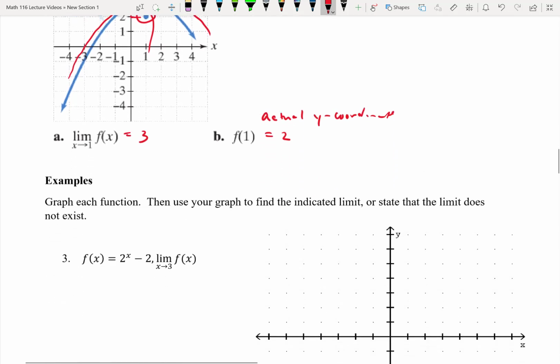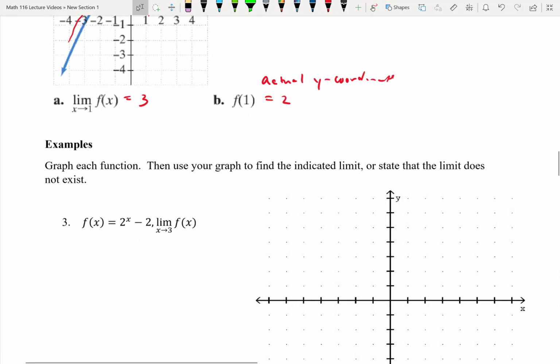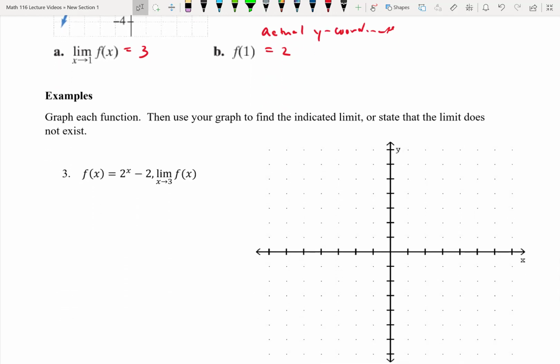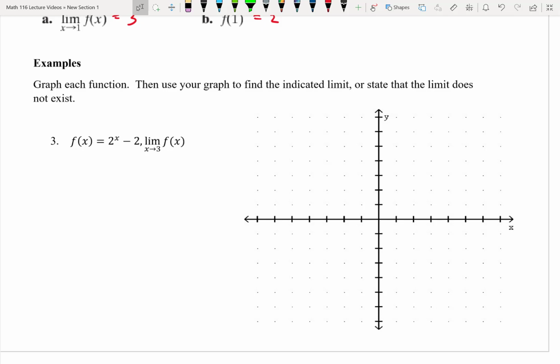So we can graph functions on our own and use graphs to find the indicated limit, or state that the limit does not exist. So number 3, we're going to graph an exponential function, f of x is 2 to the x minus 2, and use our graph to find the limit as x approaches 3. So recall our time graphing exponential functions. This is an exponential growth that has been shifted down by 2. Remember, exponential functions have horizontal asymptotes, so this one will be y equals negative 2 because of the shift.